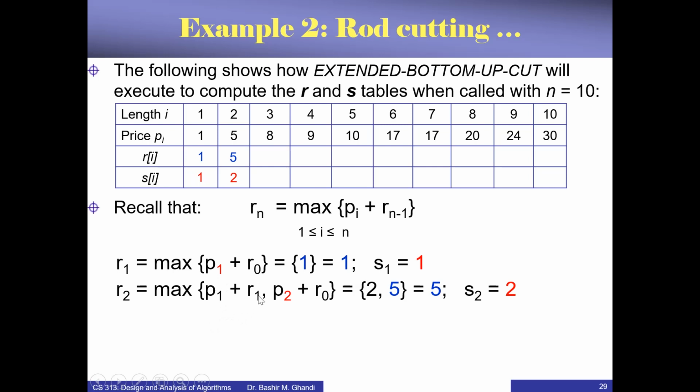Now, what is P1 for us plus R1? P1 is clearly 1. And R1, we just computed it last time. It is 1 as well. So 1 plus 1 is going to be 2.